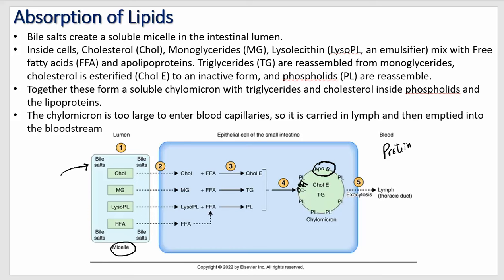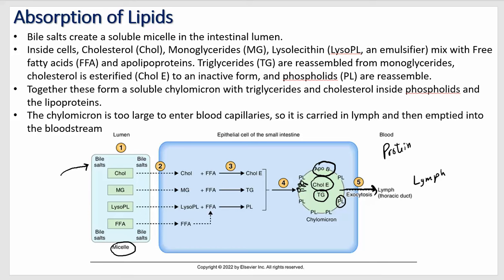And then this structure is called a chylomicron, and it's got our cholesterol, esterified cholesterol, it's got our triglycerides, and it's got our phospholipids. And it leaves, and it moves into the lymph. Okay? So all of this stuff was absorbed, broken down, reassembled, turned into this structure that can be soluble in blood. Remember, we have that solubility problem.